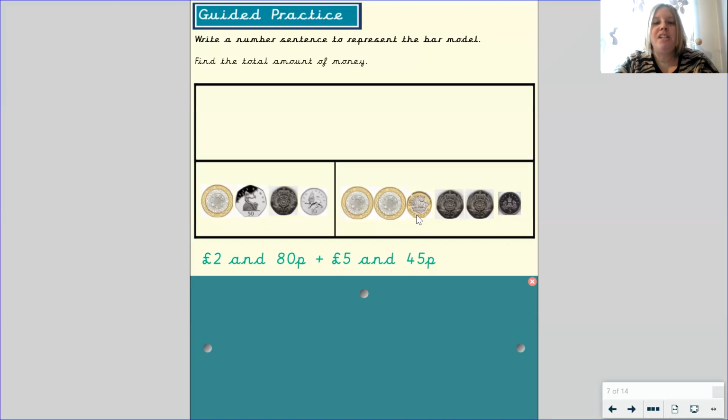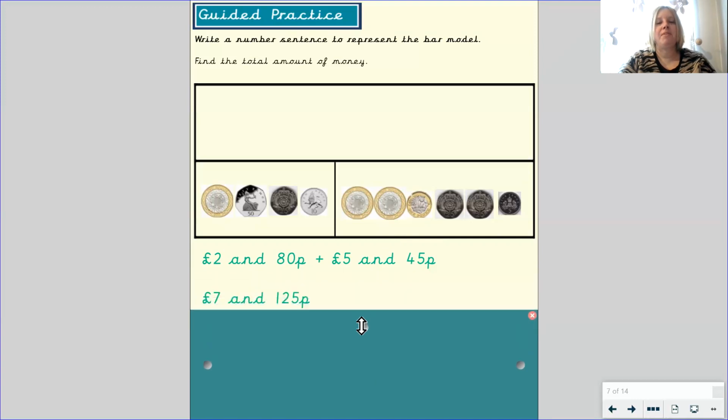Can you pause the video and have a go at adding the pounds first and then the pence on your piece of paper? Let's have a look and see what we should have written. We should have written £7 and 125p, because if we add the £2 and the £5, we have £7.